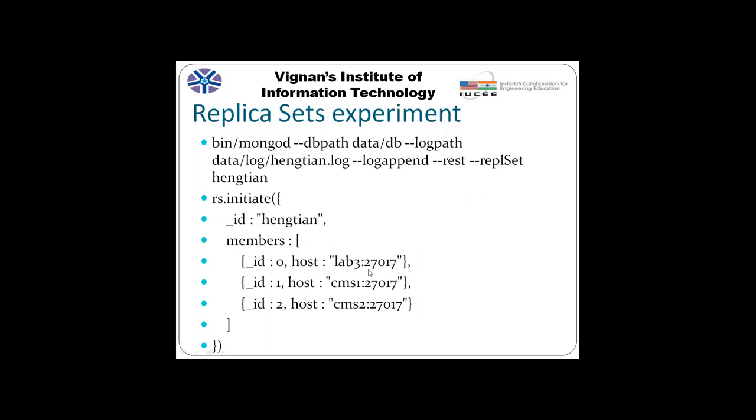IDs like this: 27017, 270... but different locations. This is master 1, member 1, member 2, and member 3, hosted with different IDs 0, 1, and 2.